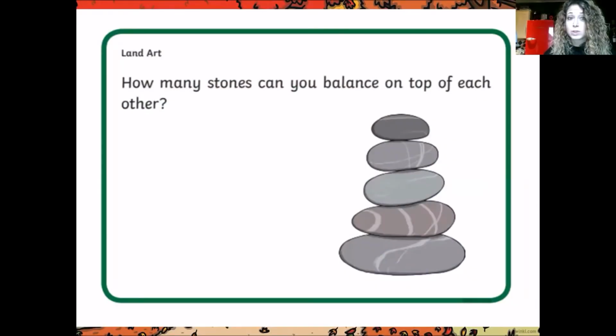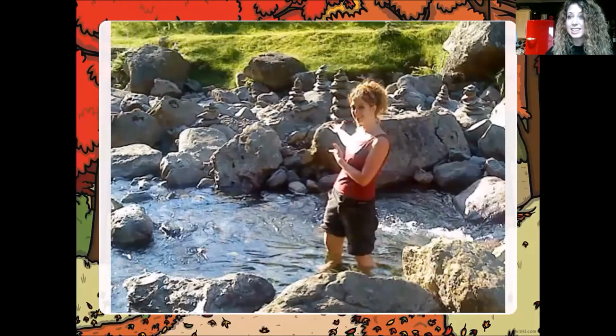So now that you've seen what I did in art today, you may have done something similar, but if you found that a bit tricky, here are some other things you could have a go at. So I'm just going to show you the cards and you could try one of these. How many stones can you balance on top of each other? I had a go at that when I was on holiday as well.